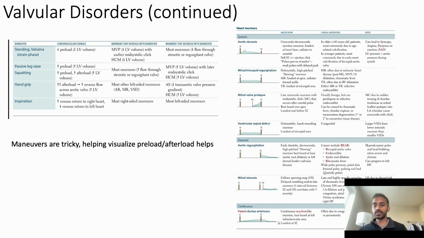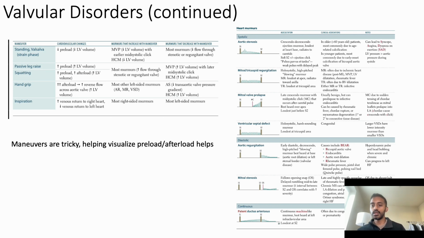Mitral and tricuspid regurgitation is a holosystolic, high-pitched blowing murmur. Mitral valve prolapse is a late systolic crescendo murmur with a mid-systolic click. Ventricular septal defect is a holosystolic, harsh-sounding murmur. Aortic regurgitation is an early diastolic decrescendo murmur. Mitral stenosis is a late decrescendo murmur with an opening snap.